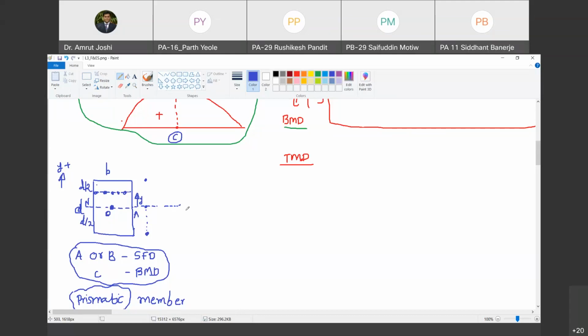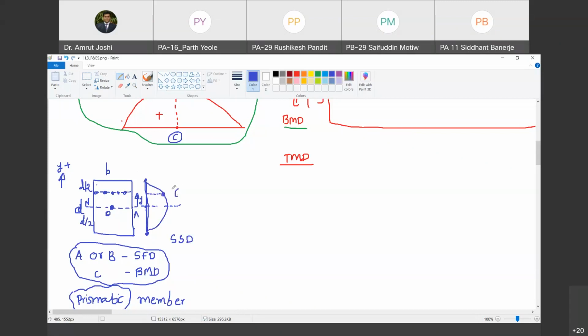And I came up with a diagram which is called SSD, shear stress distribution diagram. Have you heard of it? Yes, sir. And how does SSD look like for a rectangular cross section? It looks something like this. You must be knowing. Are you with me? Yes, sir.